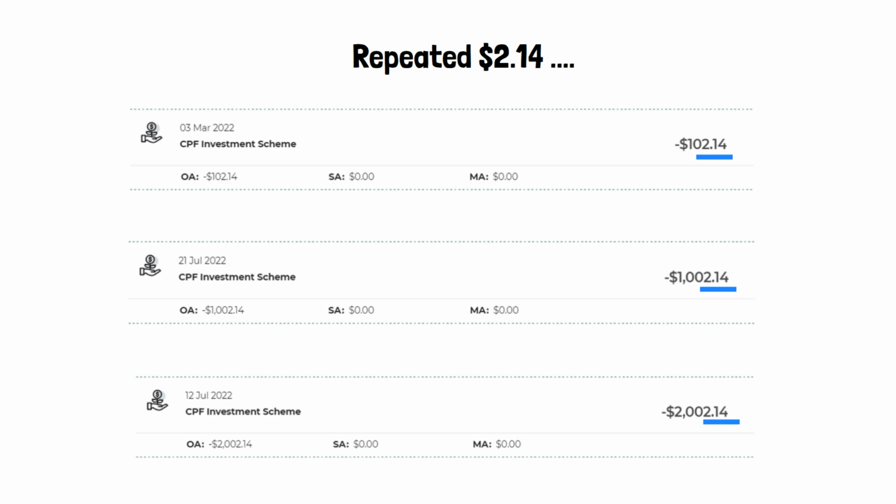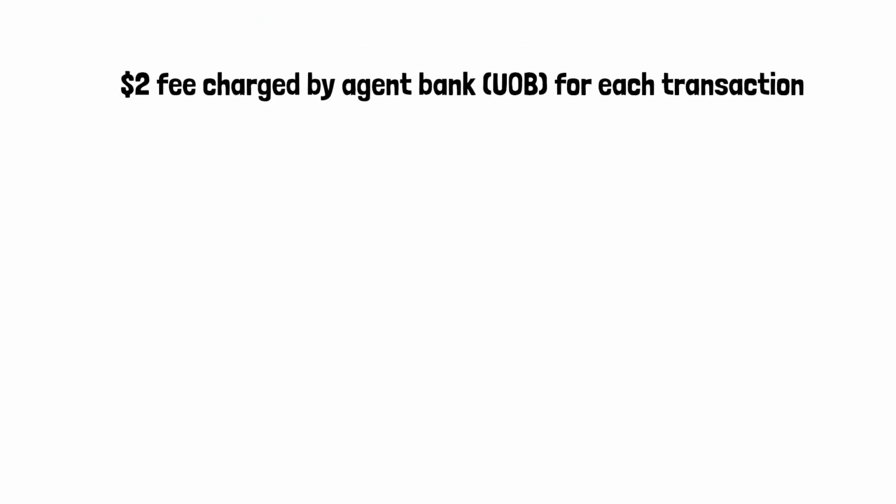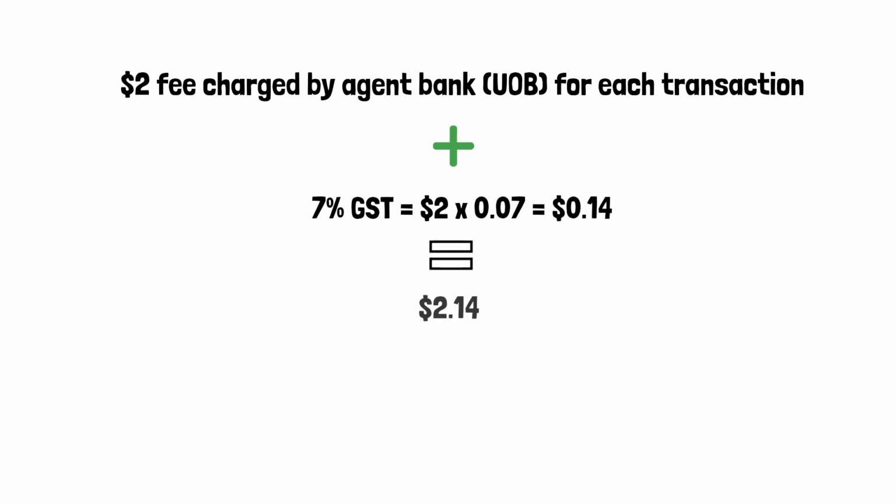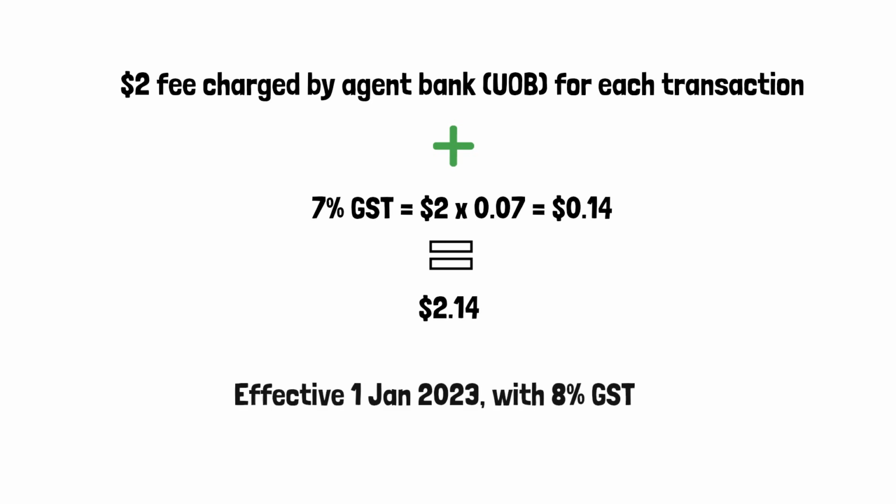For my example, I invested in unit trust and there's a $2 fee per transaction charged by UOB, which is the agent bank I'm using. Additional 14 cents is because of 7% GST. Hence, the total fee charged by your agent bank will be $2.14, which will be deducted on top of your investment amount from your ordinary account. From this year, 1st Jan 2023, when GST increases to 8%, this fee will be $2.16, so we solved the $2.14 mystery.